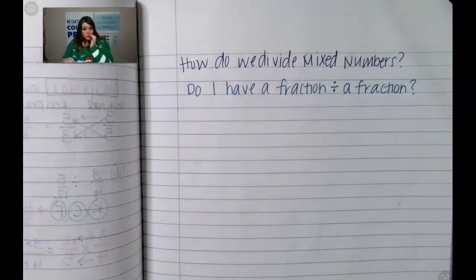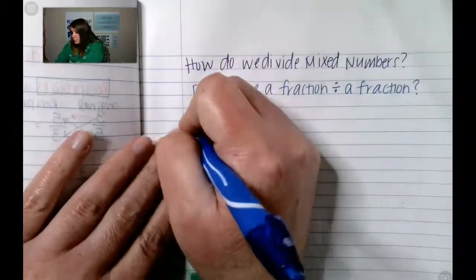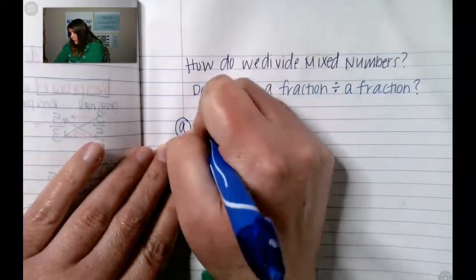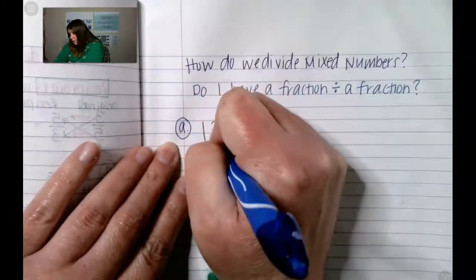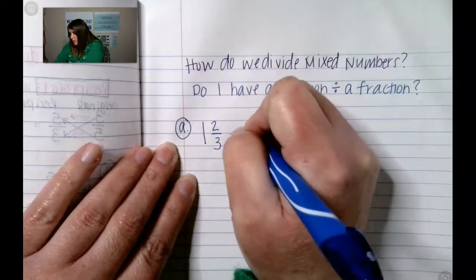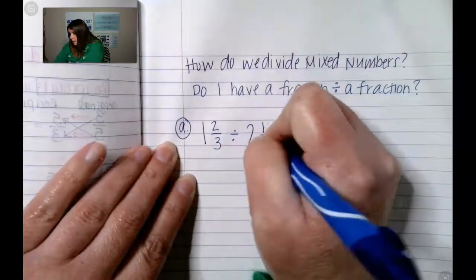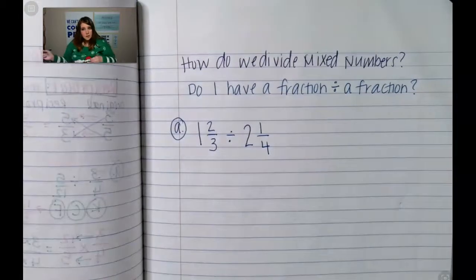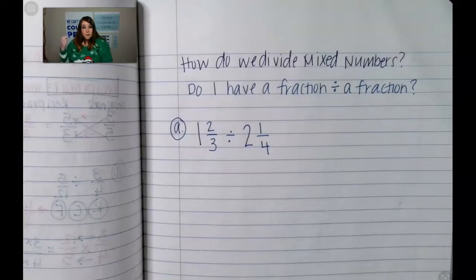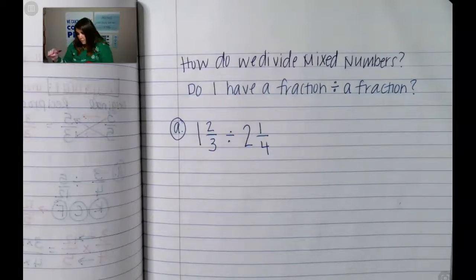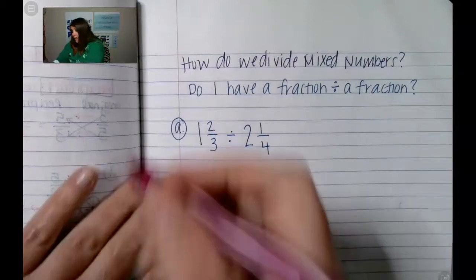So let's do our first problem. Our first problem, A. We have 1 and 2/3 divided by 2 and 1/4. Okay, I want to know how to solve this problem. So my first question I'm going to ask myself is, do I have a fraction divided by a fraction? The answer is no. So I need to make conversions. So I'm going to make improper fractions.